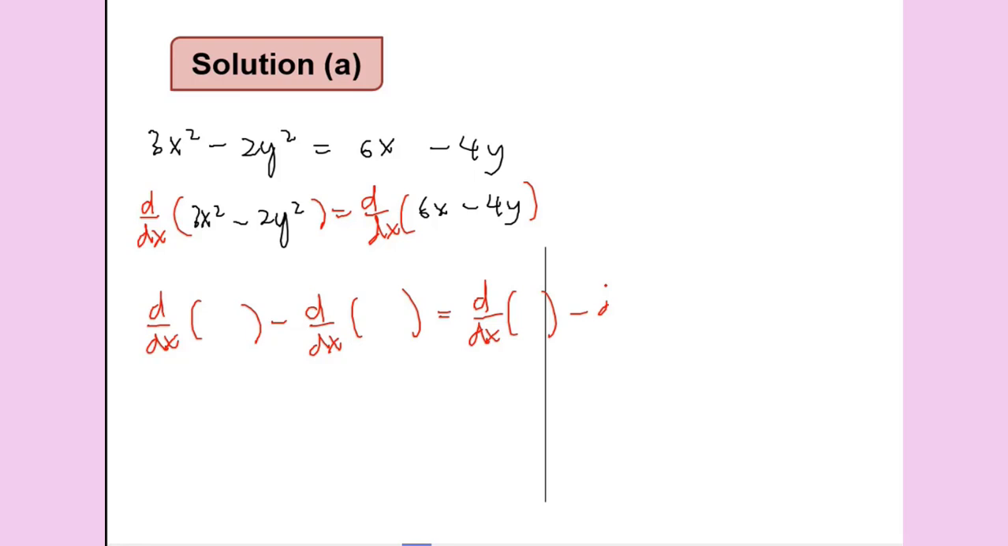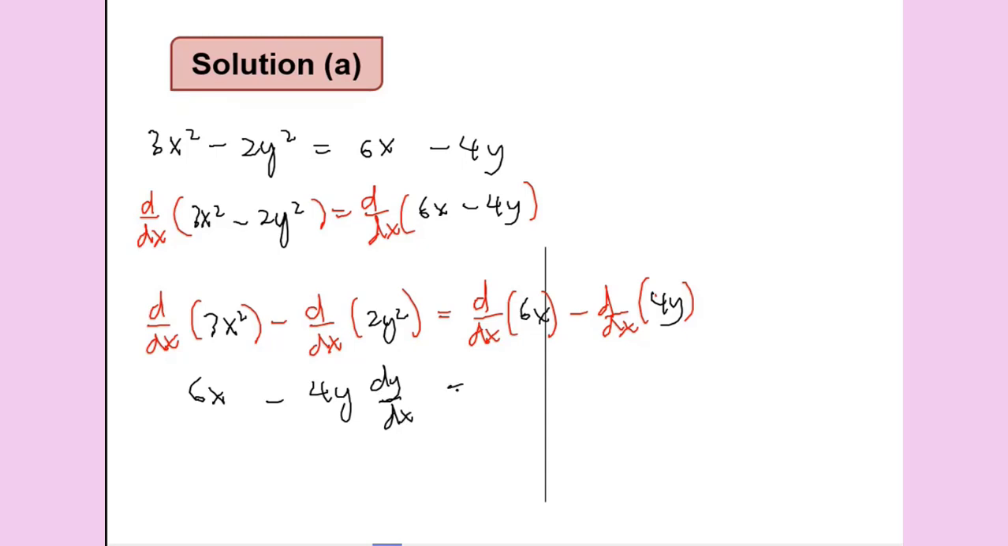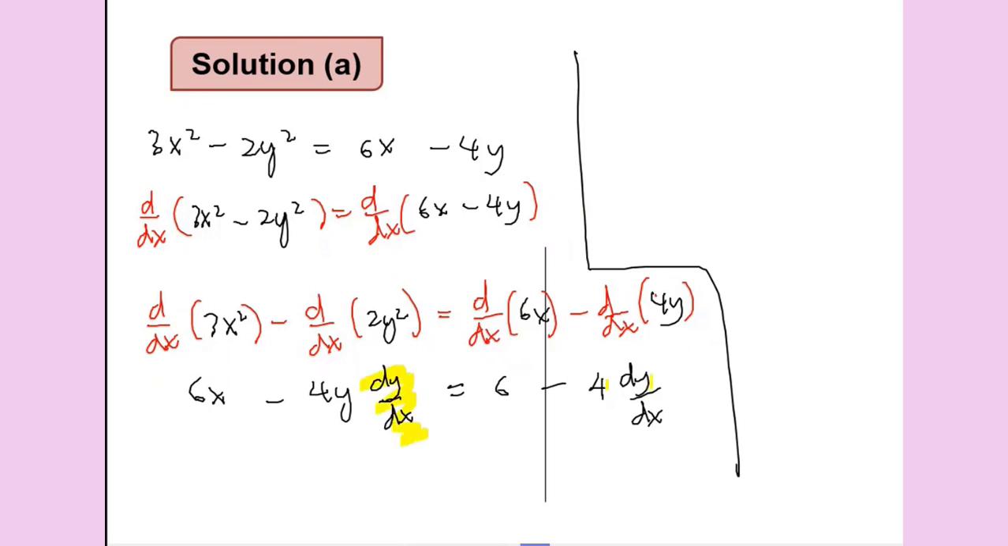Okay, so here is 3x square, 2y square, 6x, 4y. Then differentiate. This one is 6x dx over dx later, minus 4y dy over dx, is equal to 6 dx over dx later, minus 4 dy over dx. Cannot cancel. Okay, this is the idea. Remember our aim is to find dy/dx. This is dy/dx.